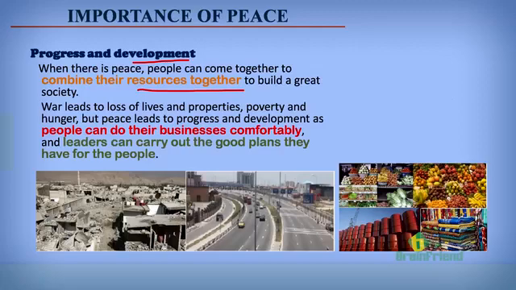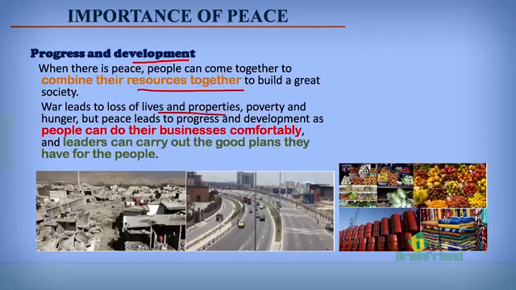But because the country is one, there is peace, these resources can still be shared among the different parts of the country. That is the point we're trying to make here. Where there is peace, there is progress and development because people are able to combine resources together. They're able to pull resources together to build a great society. War leads to loss of lives and properties, poverty and hunger. If we go back in time, in the time of the Civil War, we know that there was a serious hunger strike in the country and it caused a lot of deaths. That is one effect of war on a country.